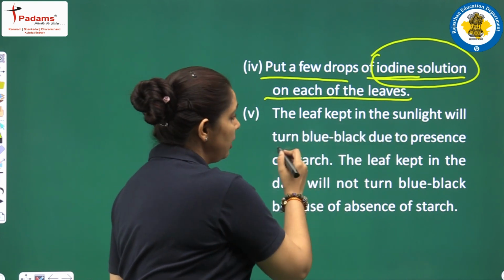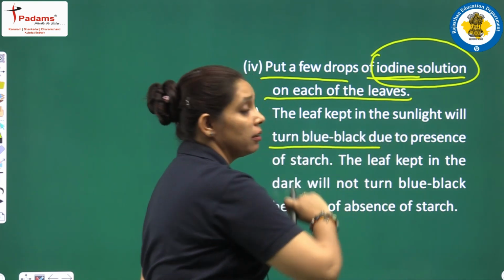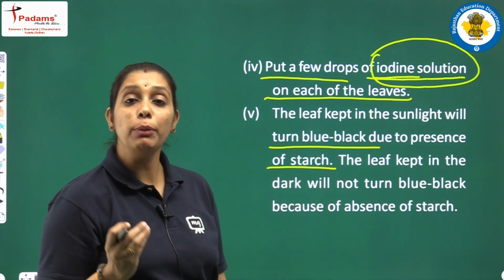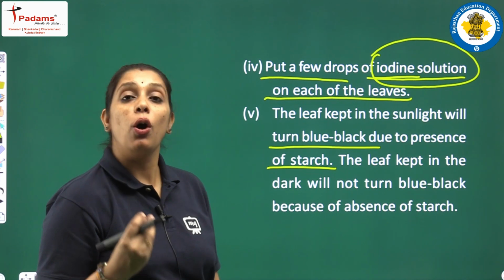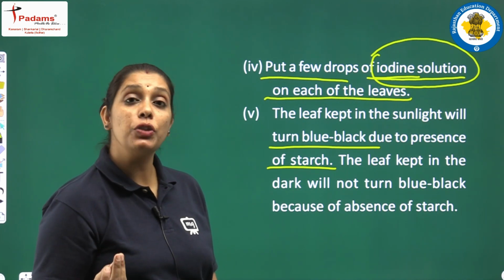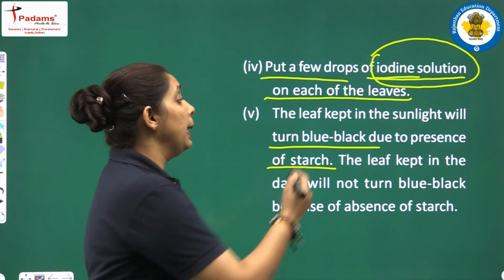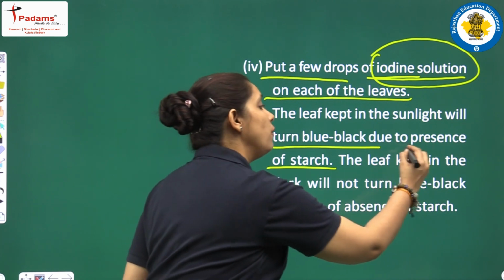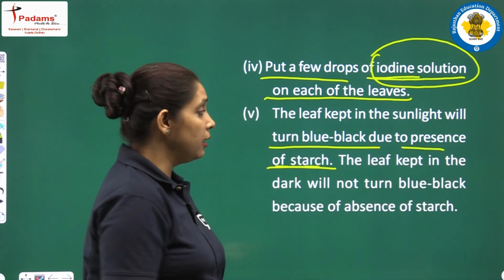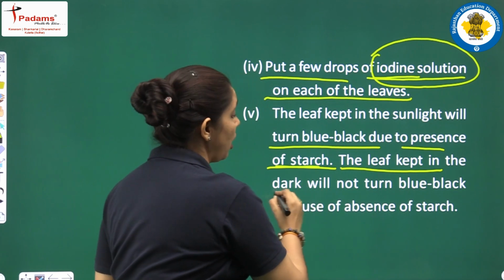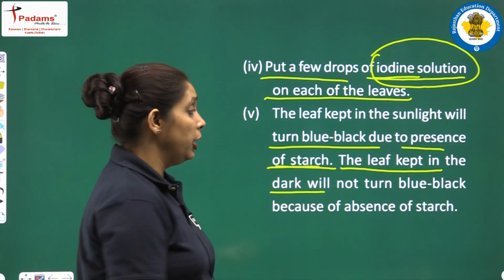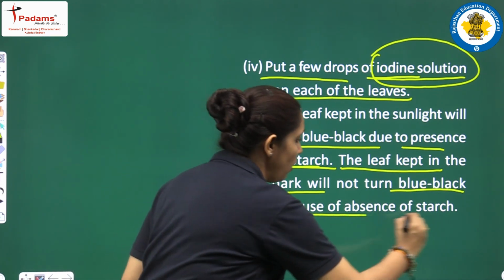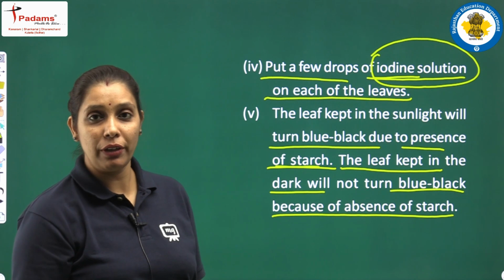The leaf kept in sunlight turns blue-black due to the presence of starch. When we put a few drops of iodine solution on the leaf of the plant which we kept in sunlight, it gives us a blue-black color. Why? It is just because of the presence of starch. The leaf which was kept in the dark will not turn blue-black. Why? Because of the absence of starch. So it is clear to everyone.